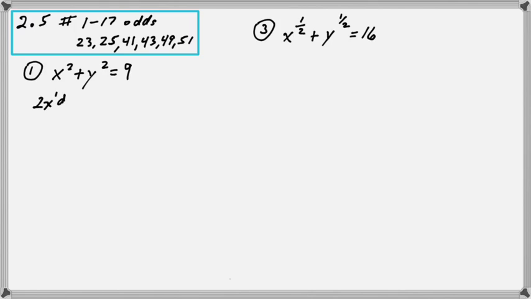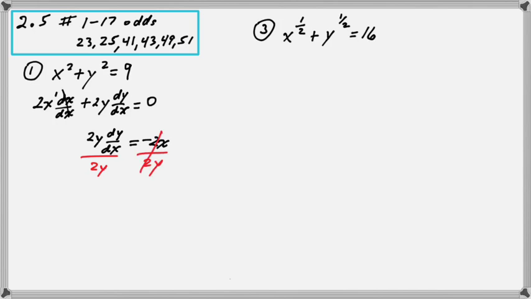Power base, one less power, derivative of base, which because it's an x, you put dx/dx. Power base, one less power, derivative of base, because it's a y, you put dy/dx. The derivative of a constant like 9 is 0. So to solve for dy/dx, I would subtract the 2x, and then I would divide by the 2y, and I would get dy/dx to equal negative x over y. I think we've done ones like this before.